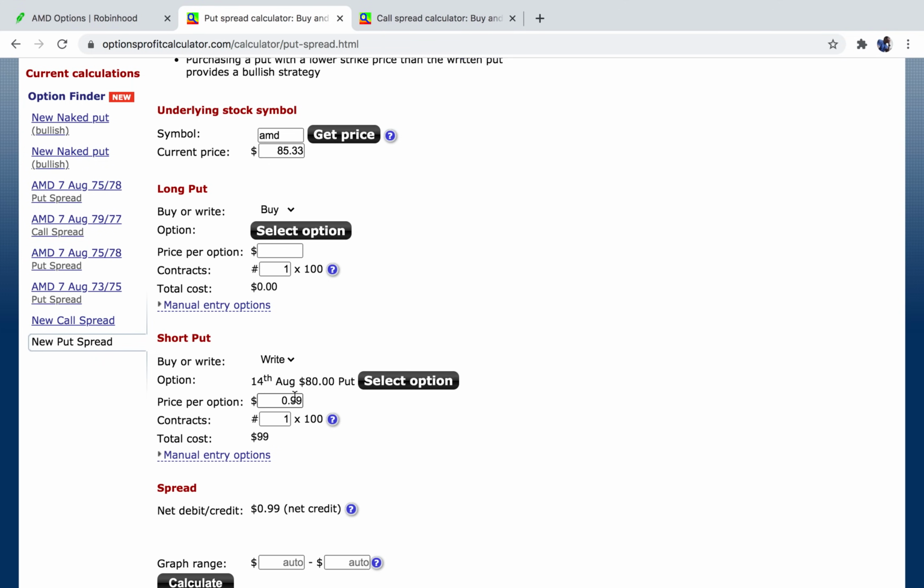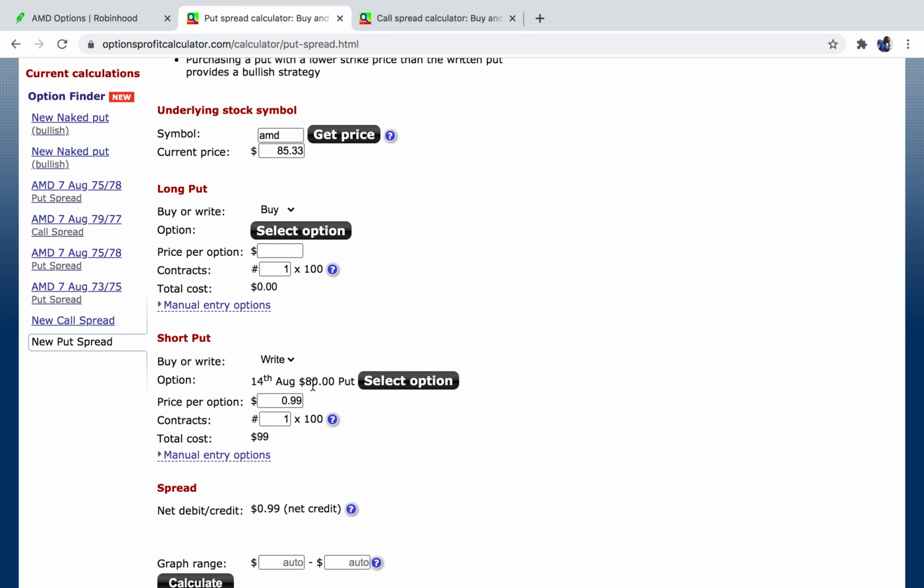And for doing this, we're going to receive 99 cents per share. Remember, there's 100 shares in each contract, and this is one contract. So we're going to receive 99 times 100, or $99 for selling this put. Right, now we're going to buy a put at a lower strike price than this $80 strike price right here.